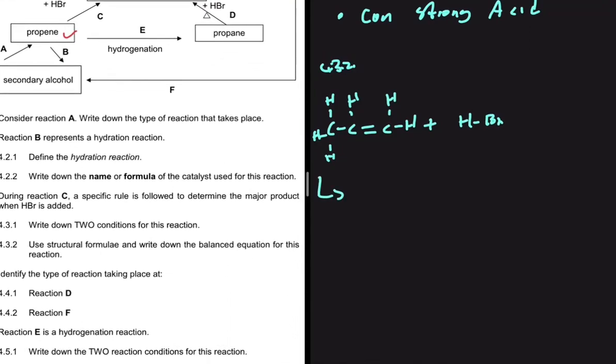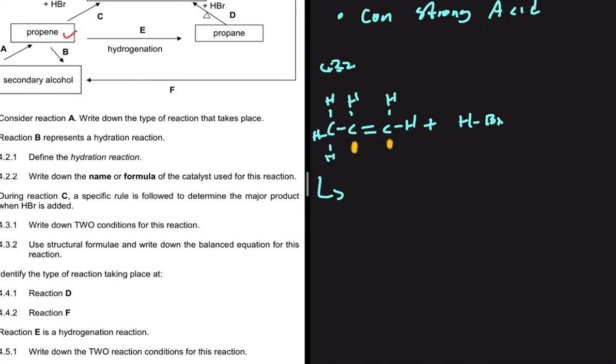During reaction C, a specific rule is followed to determine the major product when HBr is added. So now you actually have to know that rule in order to answer this question. Well, to some extent, we know that this double bond is going to break, and either one between H and Br is going to come to the second carbon, and then the other is going to come to the first carbon. So do we get Br on the second carbon, or do we get Br on the first carbon? You need to know where to place that Br, because if you place it at the wrong location, then you lose a mark. But there's a rule for that. There's a law for that.